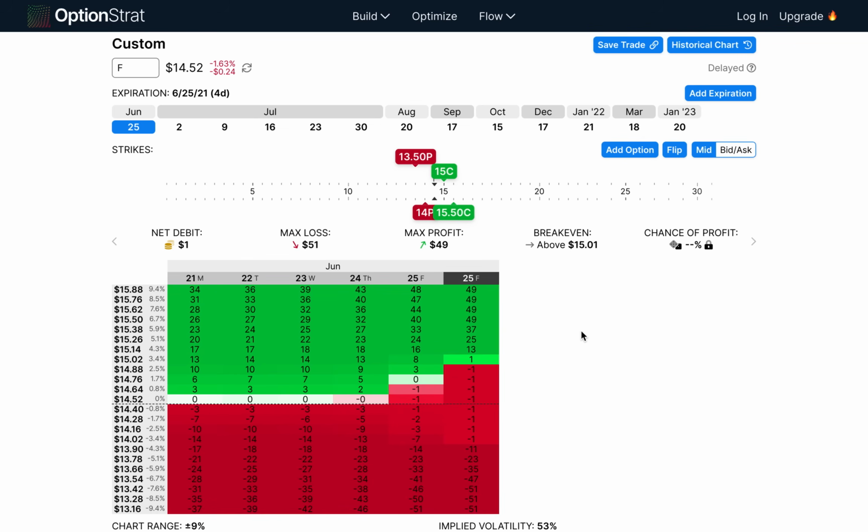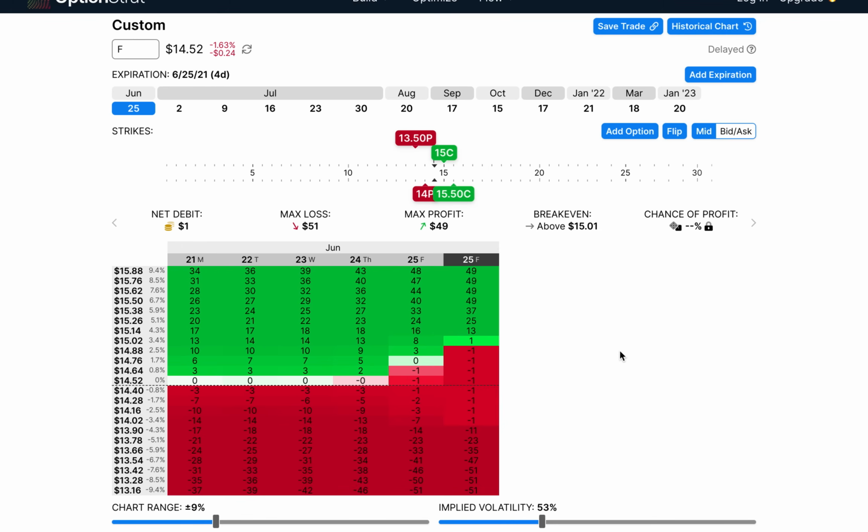This is how you use this calculator right here. So very handy. It's nice that you can just slide things around. And so as you can see, same things that we saw. Net debit, $1, right? This costs $1. Max loss, $51, right? Because again, we are putting up $50 in collateral.